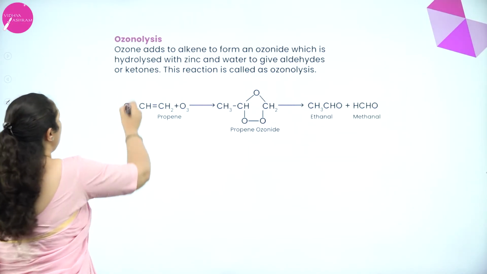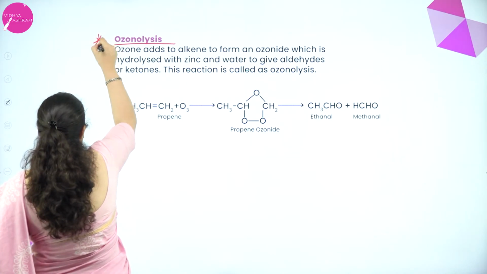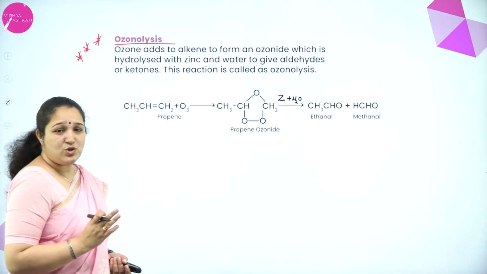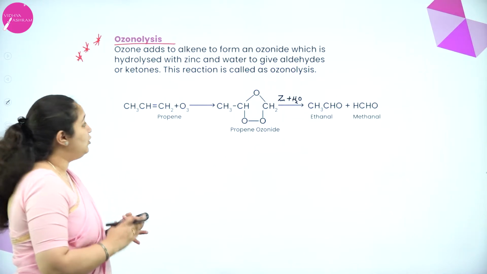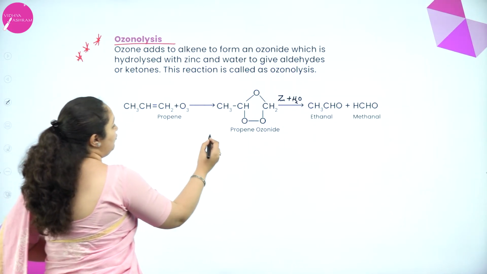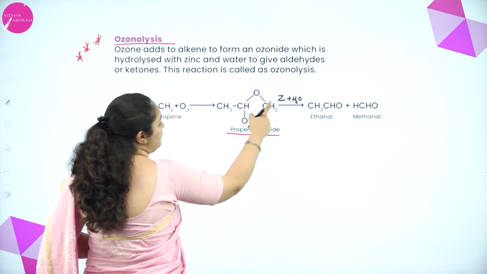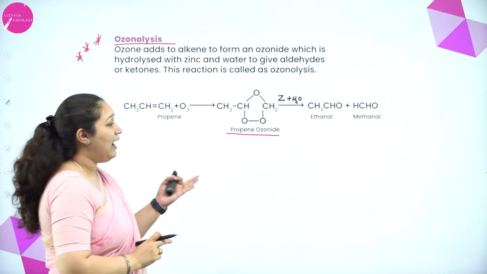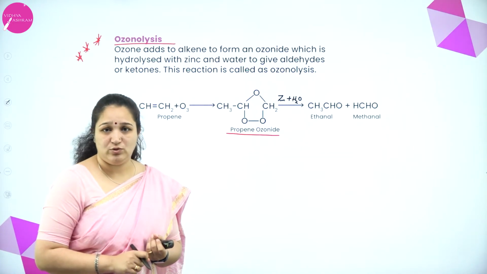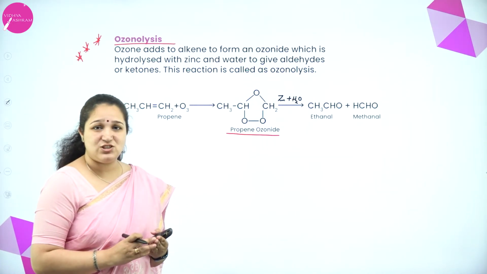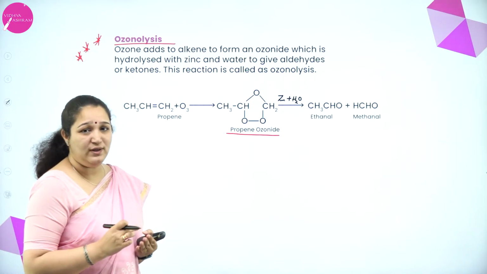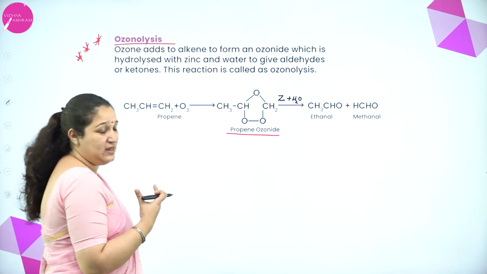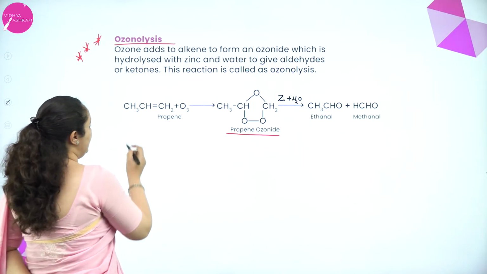Next is ozonolysis, a very important reaction. Ozone gets added to an alkene to form an ozonide, which further reacts with zinc and water to form an aldehyde or a ketone. This reaction we call ozonolysis. Now here you can see how to write it. It is quite easy to write the reaction if you understand.